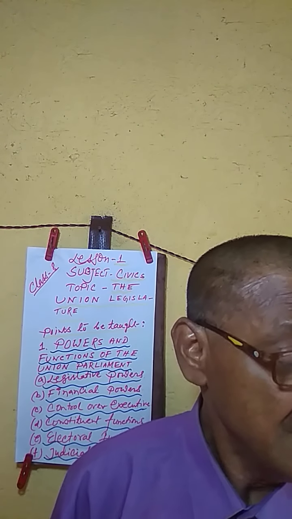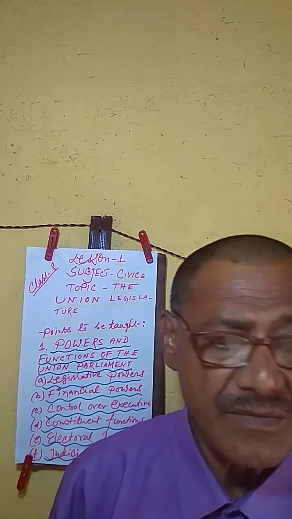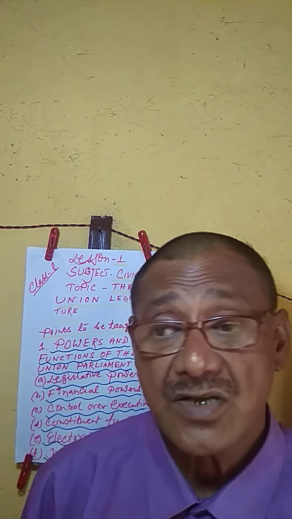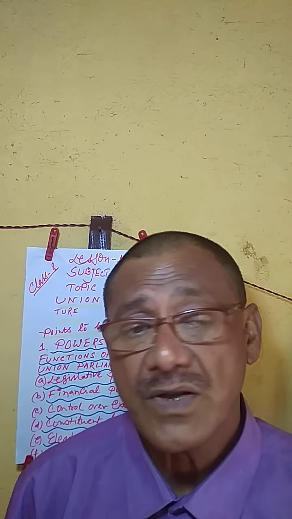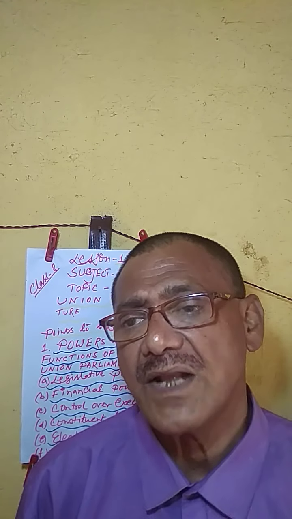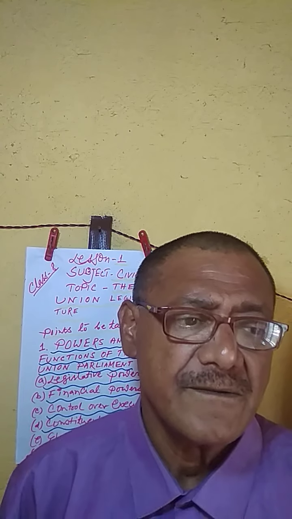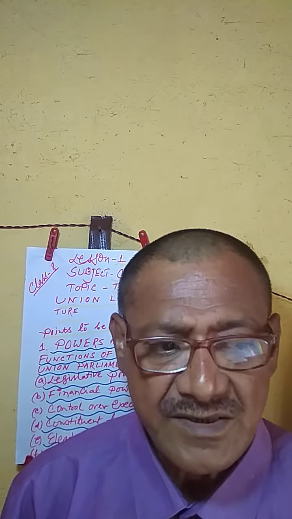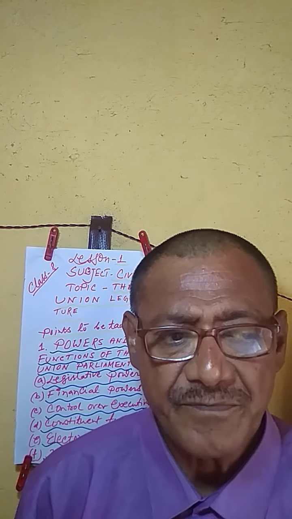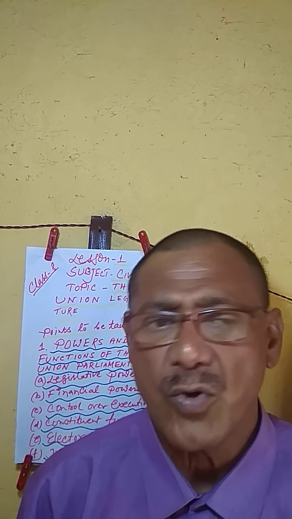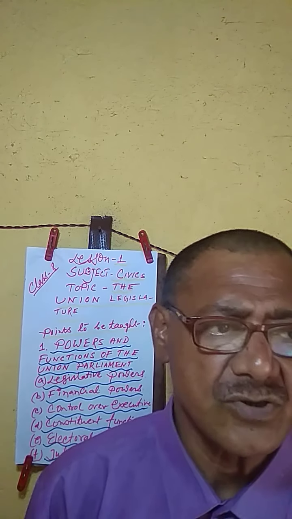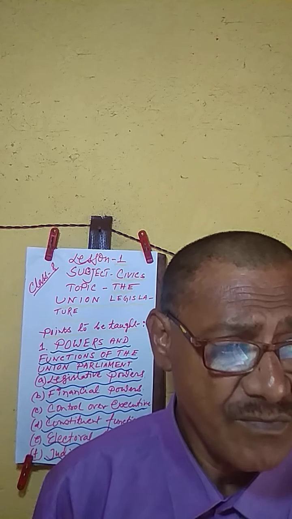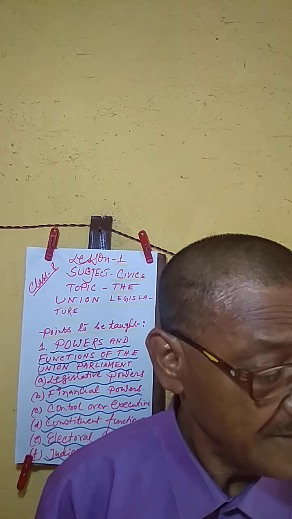And next one, electoral function. Elected members of both houses of Parliament, means the members of the Lok Sabha and the members of the Rajya Sabha, elect the President and the Vice President. That means the President is elected by the elected members of both the houses of Parliament, the Lok Sabha and the Rajya Sabha, and the Vice President also.